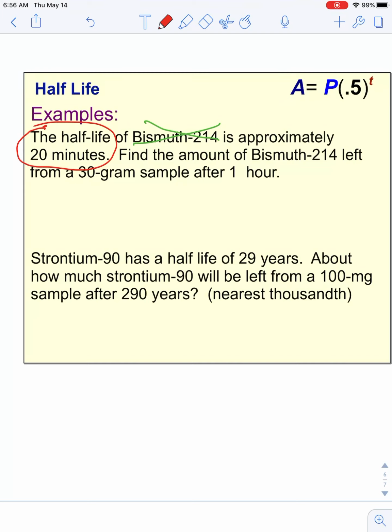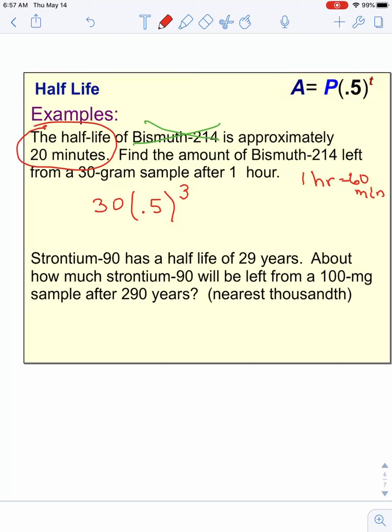So I'm going to plug in my 30 for that P. Then I'm going to put in 0.5 because that doesn't change. And so now my T is 20 minutes, and I want to know after 1 hour. So 1 hour equals 60 minutes. If you just reason this out, if it cuts in half every 20 minutes, how many times did it cut in half in 60 minutes? Well, 20, 40, 60. It cut in half 3 times. So our T is going to be 3.